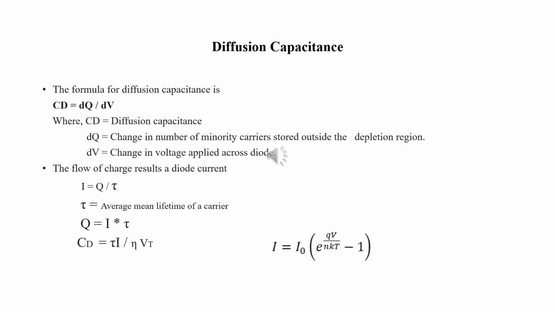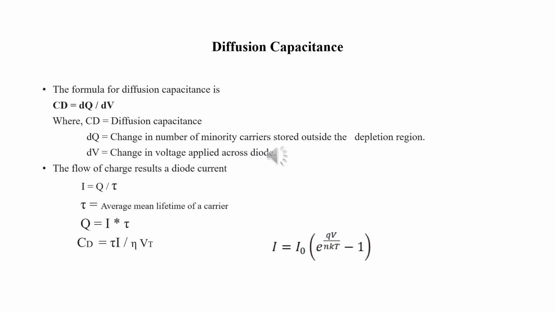And the formula for diffusion capacitance is Cd is equal to dQ by dV, where Cd is the diffusion capacitance, dQ is the change in number of minority carriers stored outside the depletion region, and dV is the change in voltage applied across the diode. The flow of charge results in a diode current I is equal to Q by tau, where tau is the average mean lifetime of a carrier.